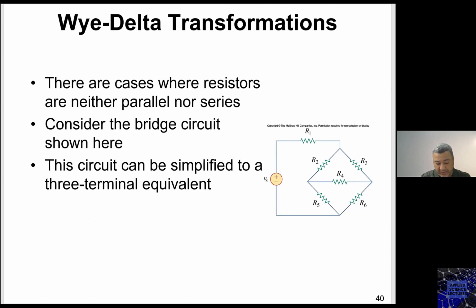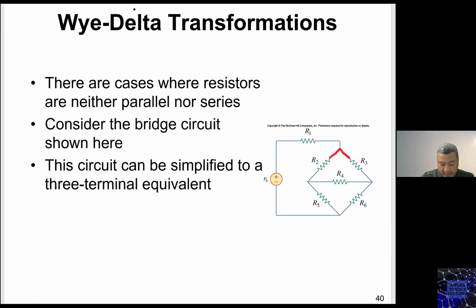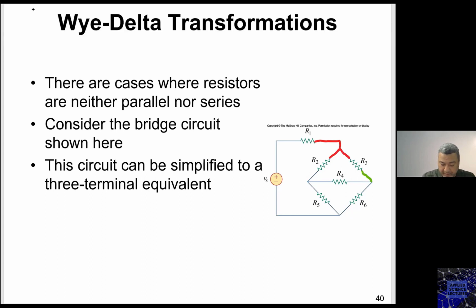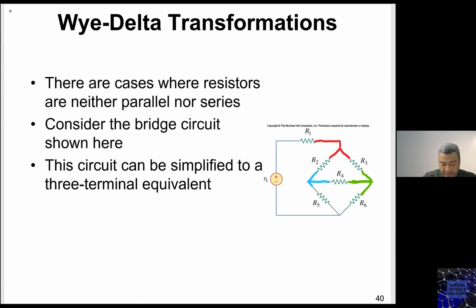In this case, we have those resistors. If we try to do the coloring, the same thing we did for the previous circuits, so this is a node. This is a node. And this one also a third node.